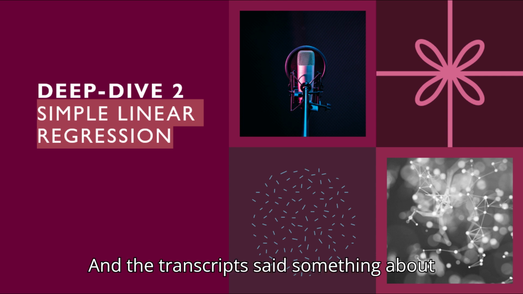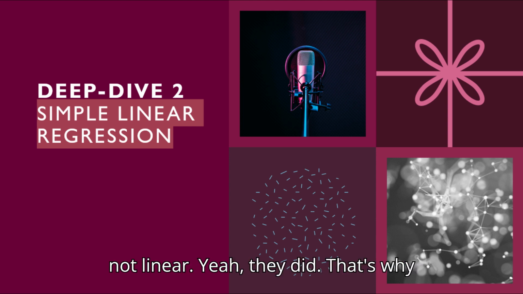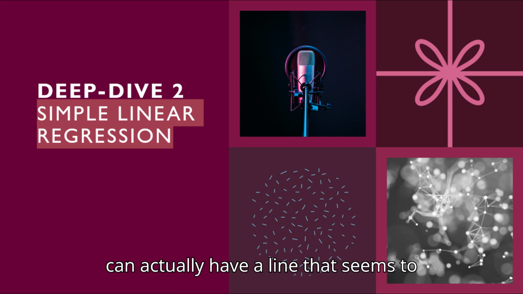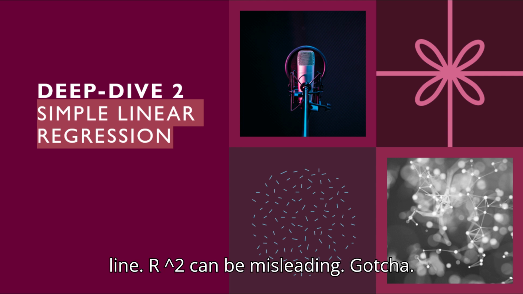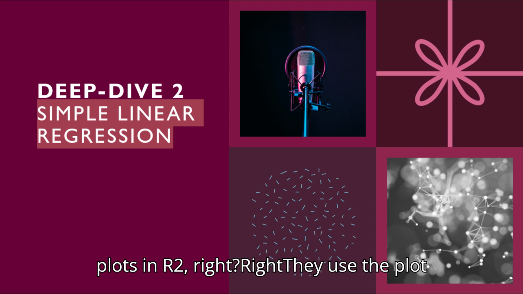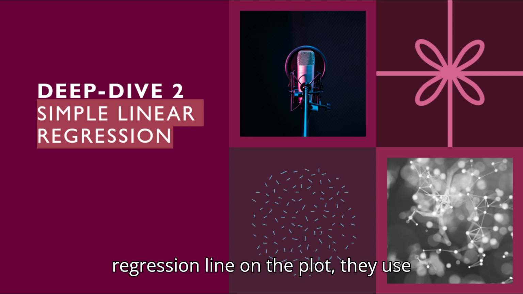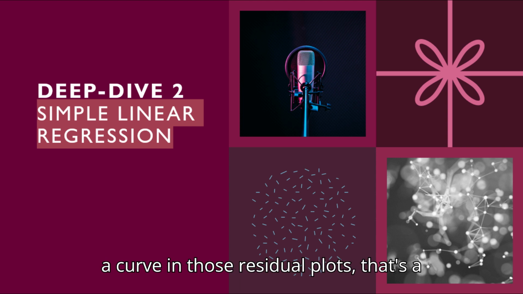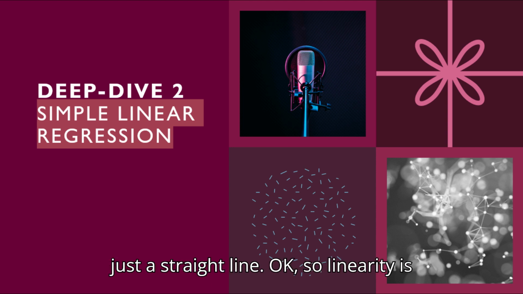And the transcript said something about R squared, right? Something about you could have a high R squared even if it's not linear. Yeah, they did. That's why visualizing the data is so important. You can actually have a line that seems to fit pretty well, but the underlying relationship isn't actually a straight line. R squared can be misleading. Gotcha. And the transcript showed how to do these plots in R too, right? Right. They use the plot function for that, and then to put the regression line on the plot, they use this other function, abline. So if we see a curve in those residual plots, that's a bad sign. Definitely. It probably means the relationship is more complicated than just a straight line.